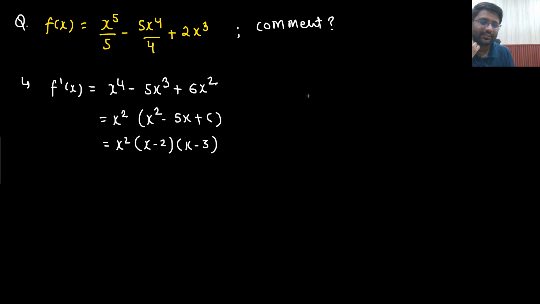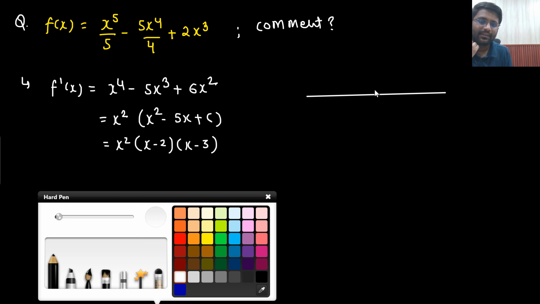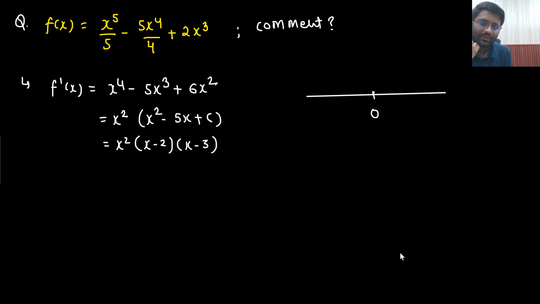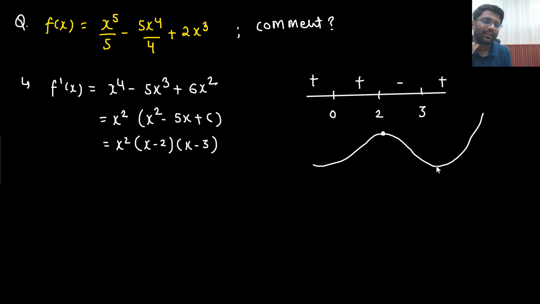Although if I want to analyze on my own, I will be able to analyze it. The critical points are 0, 2, 3. Here sign will change, here sign will change, but here sign will not change. So the graph will be increasing, then it will be decreasing, and then it will increase. So x equals to 2 is the point of local maxima, and x equals to 3 will be the point of local minima. But I don't want to do the analysis in this manner.